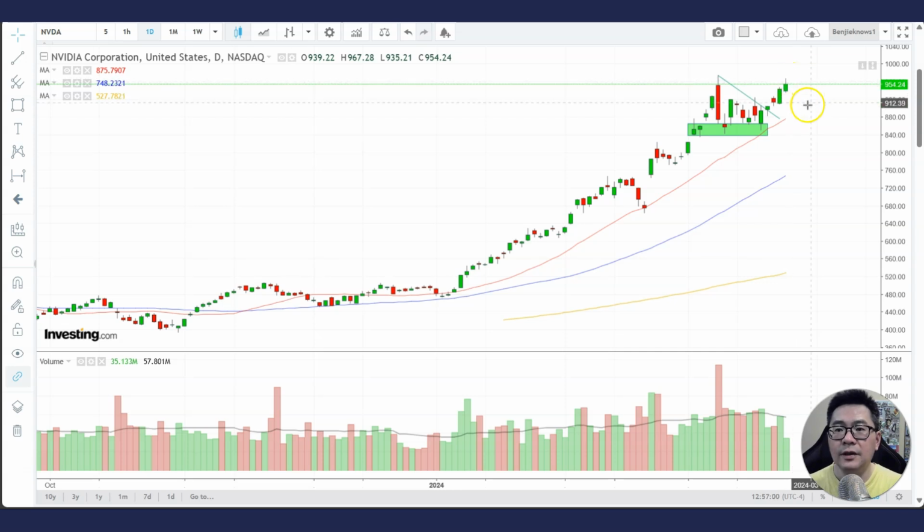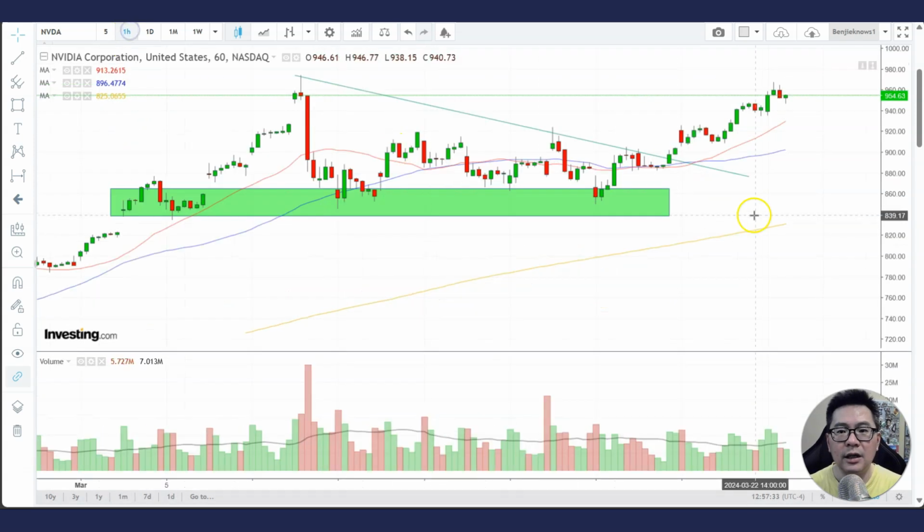So the first thing that we need to look at is we don't want Nvidia to drop below the 20 MA, because if it drops below the 20 MA, the possibility of the double top happens, right, is very, very high. So you can see here, after the breakout higher, Nvidia has not dropped below the 20 MA, and that signal the stock has been bullish all the time. So as long as the Nvidia stock stays above the 20 MA, you want to stay bullish and not think too much of the double top.